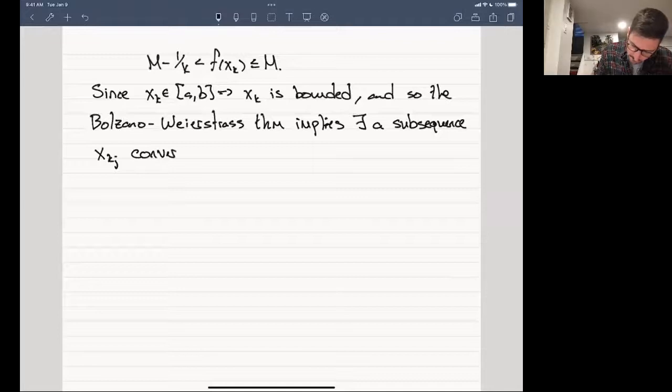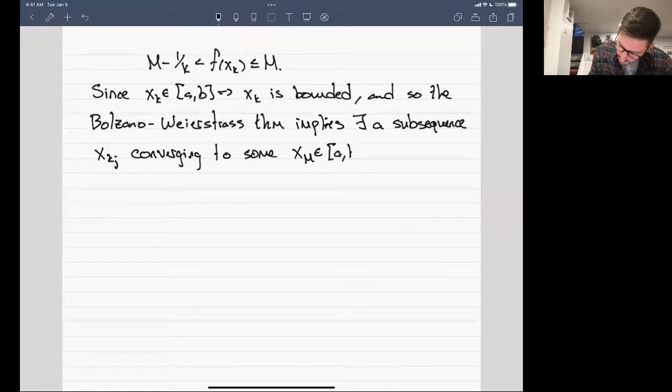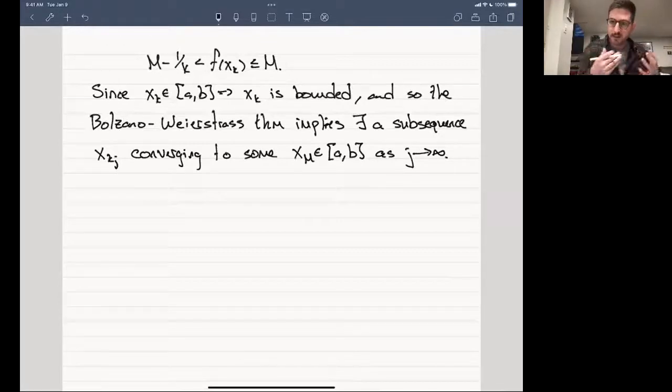Converging to some, I'm going to call this x_M because you know what it's going to be. It's going to be that value that I'm looking for, as j goes to infinity. And I'm switching up the indices here because I want you to see that indices don't matter. I don't have to use x_n and x_{n_k}. I can use x_k and x_{k_j}.